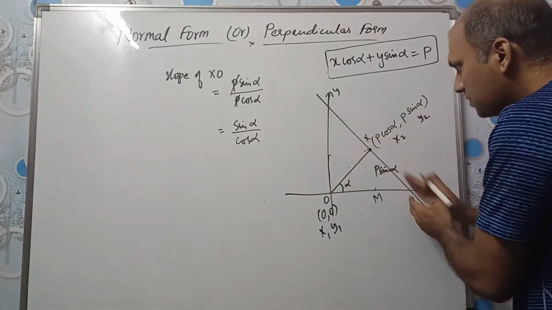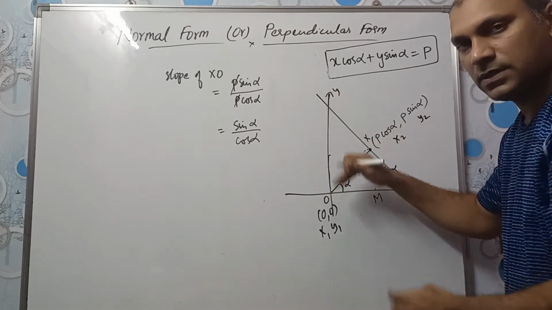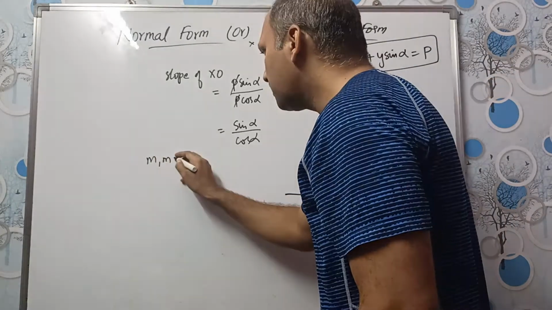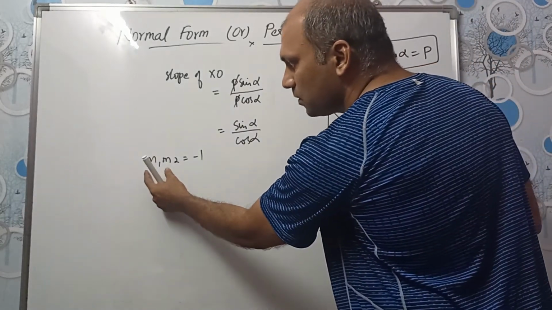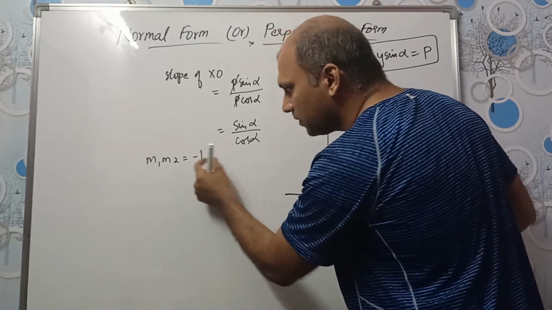And this line is perpendicular, right? This line is perpendicular to this line. So can you find the slope of this line? Yes. See, m1 multiplied by m2 will be minus 1. m1 and m2 are the slopes of two lines which are perpendicular to each other, and the product of the slopes will be equal to minus 1.